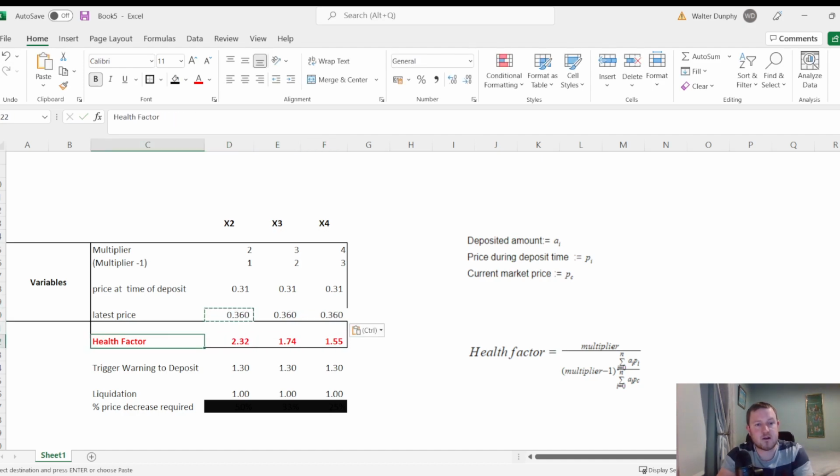As you can see here, now my health factor has improved. It's gone from 2 to 2.32, from 1.5 to 1.74 and from 1.33 to 1.55 for each of the different multipliers.